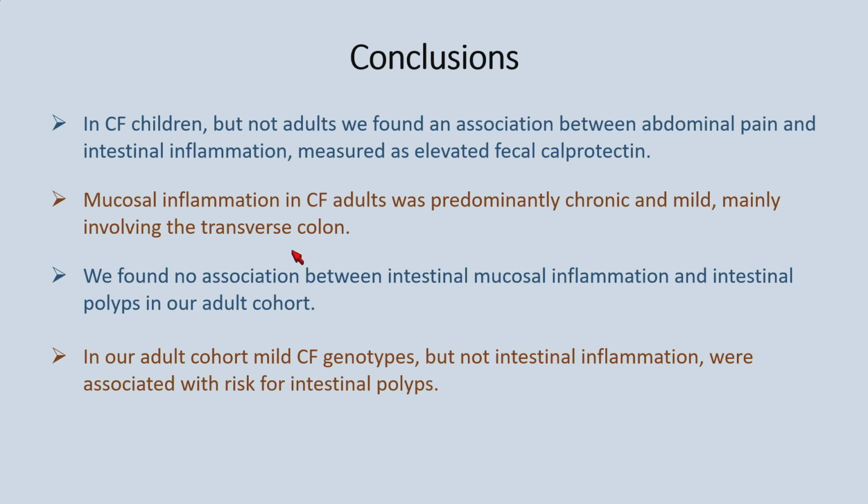In conclusion, in CF children but not adults, we found an association between abdominal pain and intestinal inflammation measured as fecal calprotectin. Mucosal inflammation in CF adults was predominantly chronic and mild type, mainly involving the transverse colon. We found no association between intestinal mucosal inflammation and intestinal polyps in our cohort. In our adult cohort, mild CF genotypes but not intestinal inflammation were associated with risk of intestinal polyps.